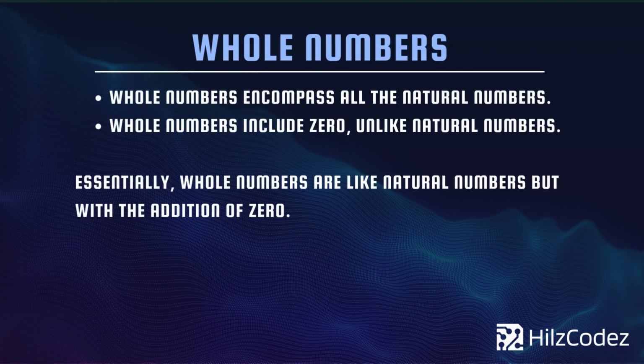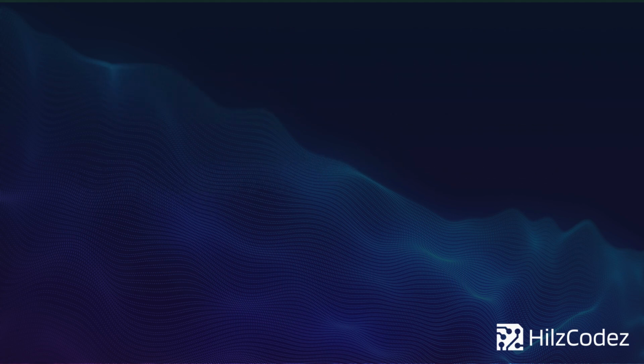Whole numbers are like a bigger group of numbers that includes all the counting numbers, such as 1, 2, 3, and so forth. But there's an extra member in this group, which is 0. So while natural numbers are just the ones we use for counting, whole numbers also include 0. It's a bit like expanding the team to include the concept of nothing or empty. This makes whole numbers a more comprehensive set for describing different situations, whether we're counting items or acknowledging when there's nothing to count. In simple terms, whole numbers are like natural numbers, but they also include 0.